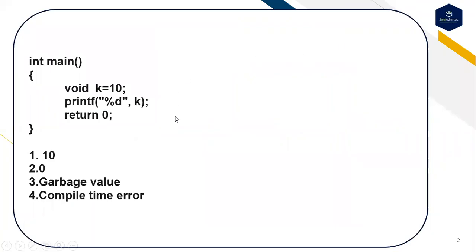This is the first question. int main(void) { void k = 10; printf, I'm trying to display the value of k. Predict the output of this code. These are the following options. First option is 10, the second option is 0, third option is garbage value, and fourth option is compile time error. You can pause this video, you can predict the output of this code.